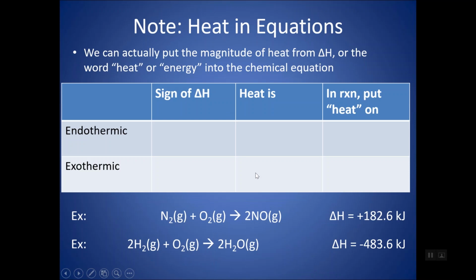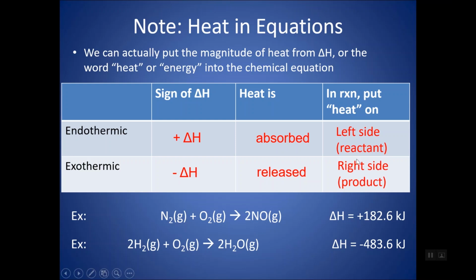We can actually put the magnitude of heat from delta H or even the words heat or energy into the chemical reaction. So remember, something's endothermic, delta H is positive. And if something's exothermic, delta H is negative. Endothermic means heat's absorbed. Exothermic means heat is released. So if heat's absorbed in the reaction, that means heat is required to be there. Heat can be functioning as a reactant. So we can put heat on the left-hand side of my reaction. And exothermic would be the opposite. It would be releasing heat. Heat would be a product. You could put it on the right-hand side.